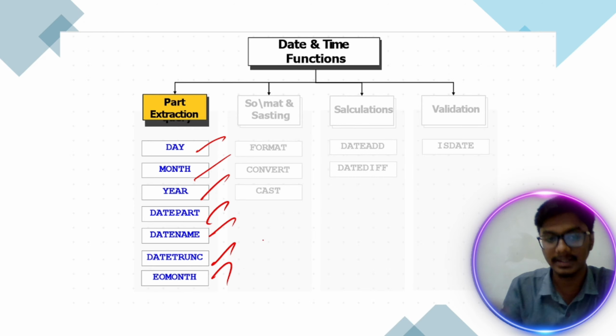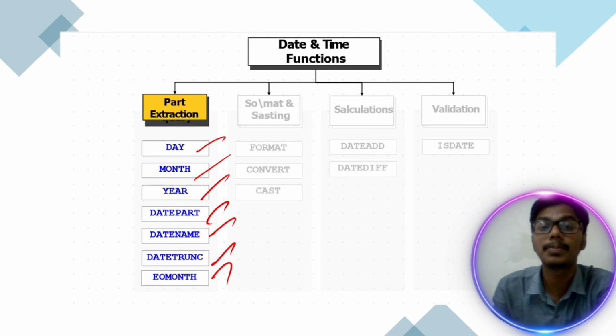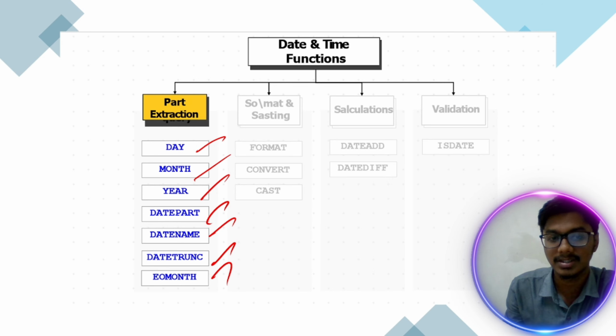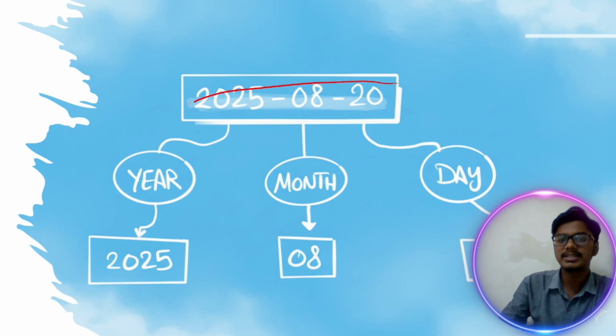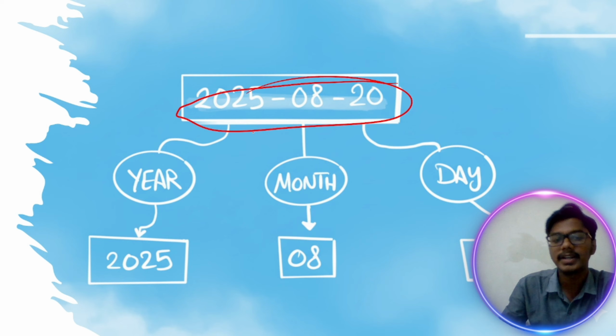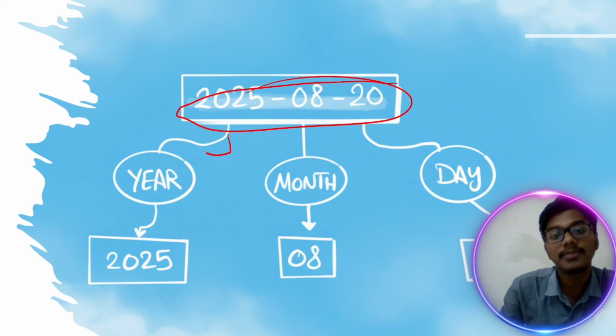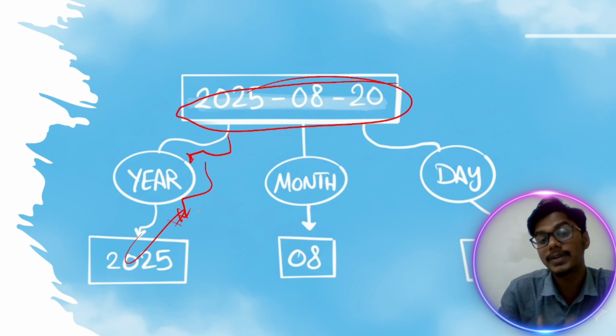What is meant by date? We have discussed the part extraction concept, and in this video we are going to see part extractions. So let's dive into it. Consider this example. In this particular date, I want the year. What is the year? It is 2025, so that's why we get the output as 2025.